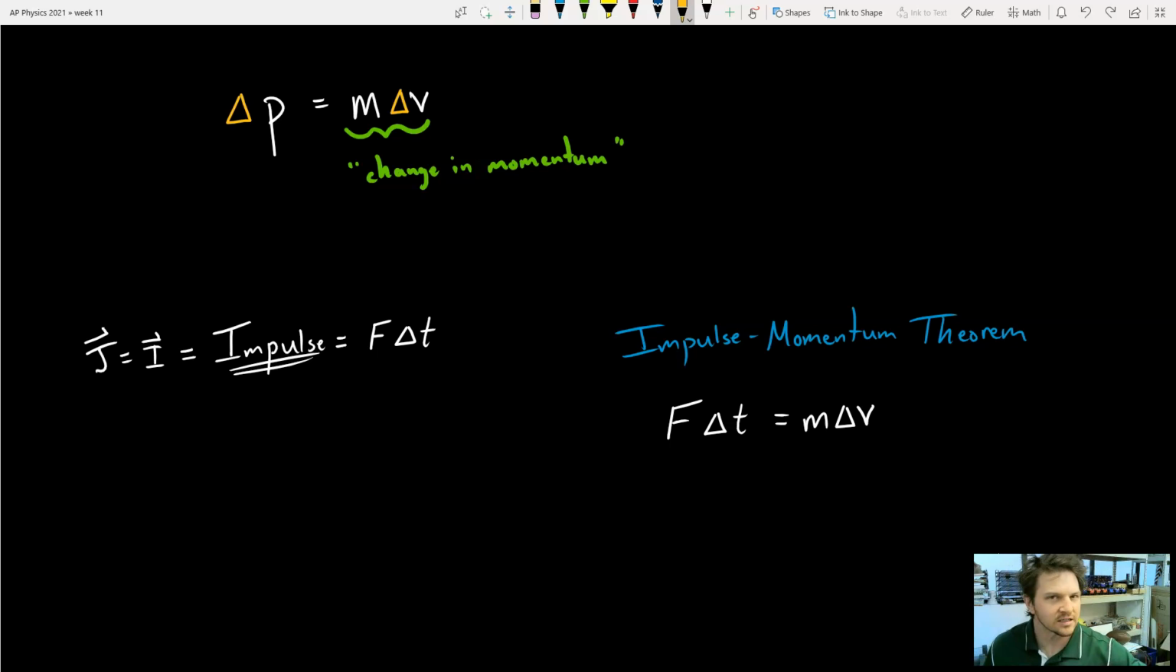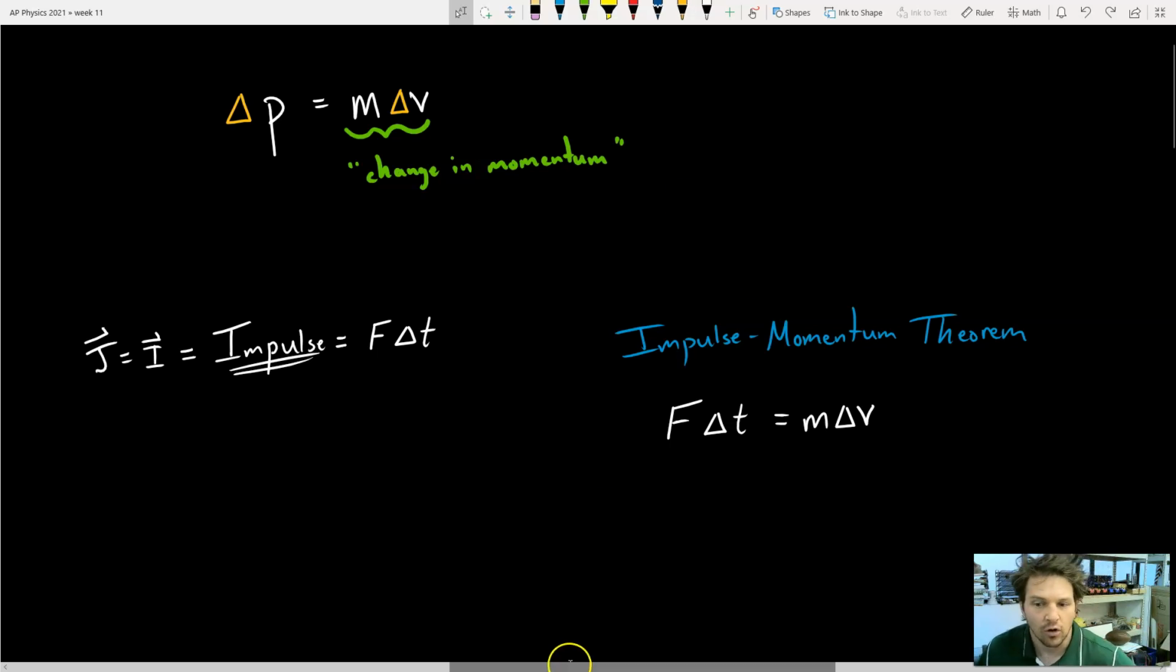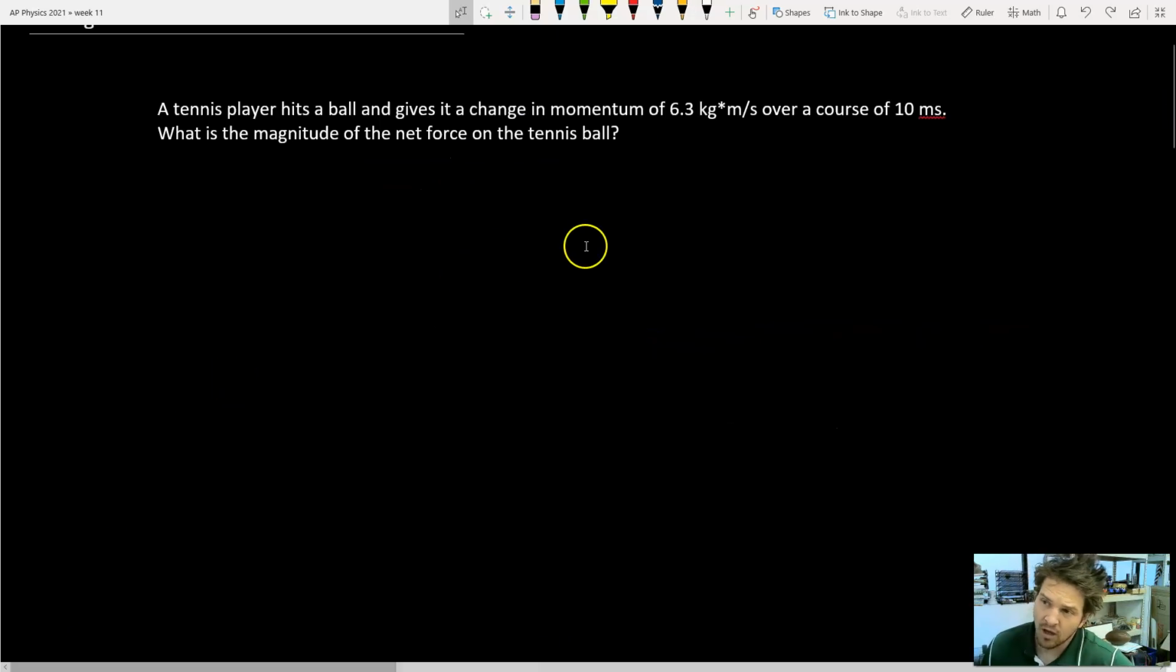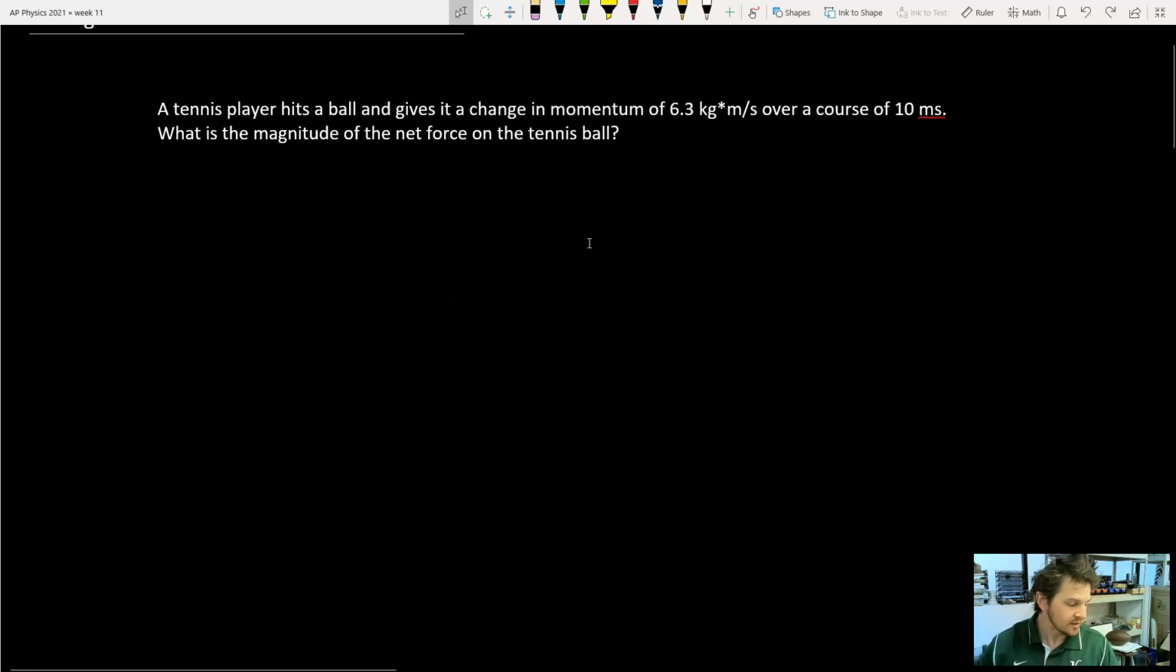Okay, so that's the impulse momentum theorem, and it's how a lot of this stuff is always going to be linked together. So using that for problems that are going to arise in this skill set, we have things like this. A tennis player hits a ball and gives it a change in momentum of 6.3.